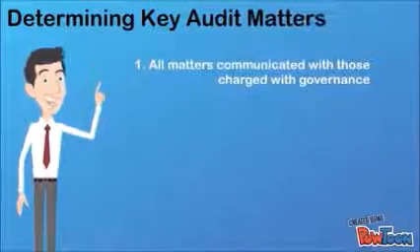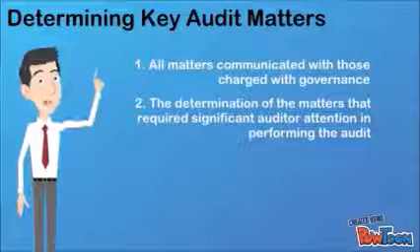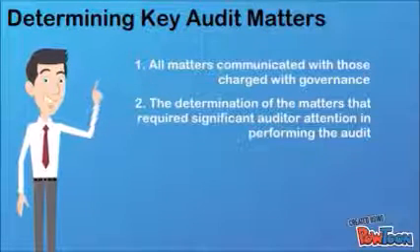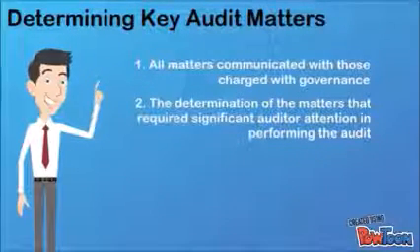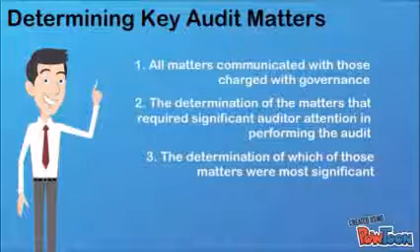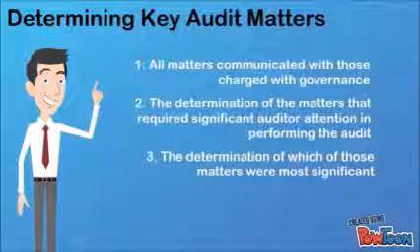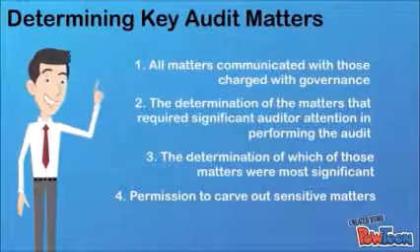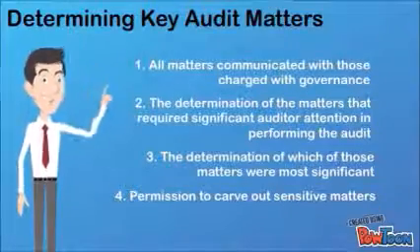Determining key audit matters. 1. All matters communicated with those charged with governance. 2. The determination of the matters that required significant auditor attention in performing the audit. 3. The determination of which of those matters were most significant. And 4. Permission to carve out sensitive matters.